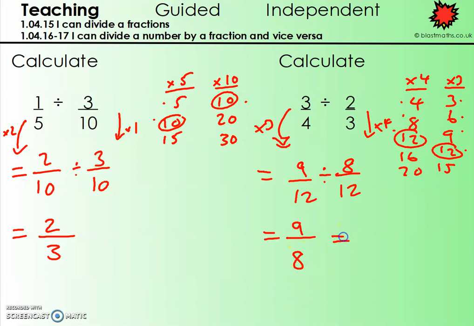And then for this one there's an extra step because we've got an improper fraction. It's 8 into 9. How many 8s go into 9? A whole one. I've got 1 left over, and it's over 8 because that's the denominator.